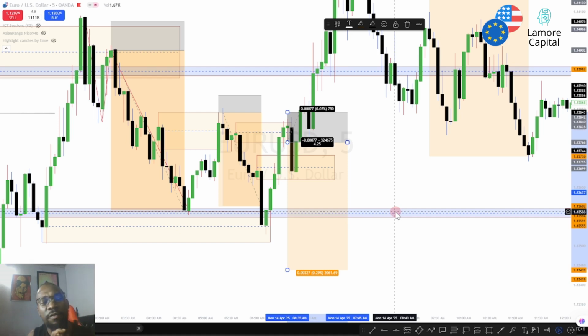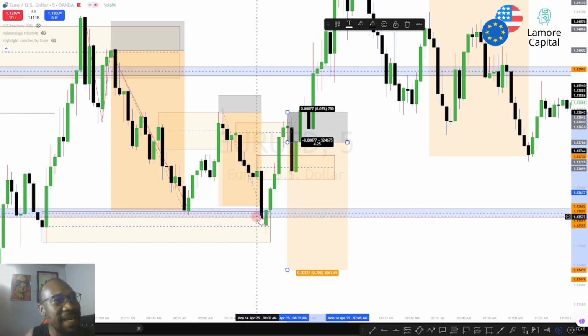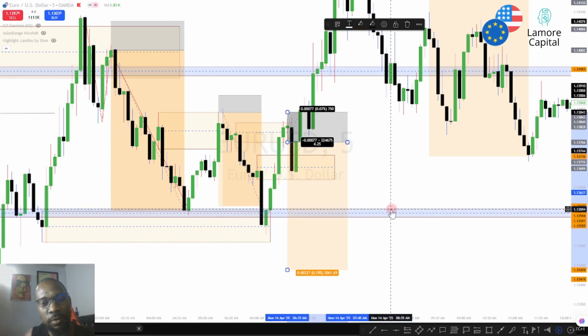But lucky enough, I was not on seat to be able to take this particular trade. I was not in the markets. But for you to have an order block lying on top of your zone, it gives you two strong confluences: the order block is going to give a reason to be respected, and the zone also is going to give a reason to be respected.